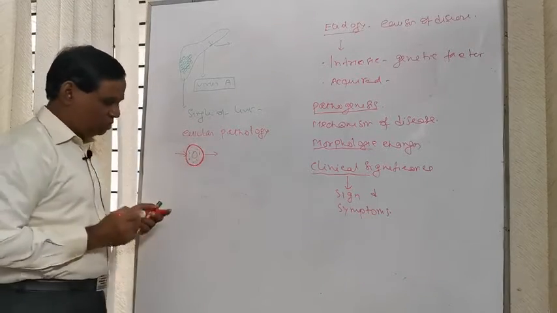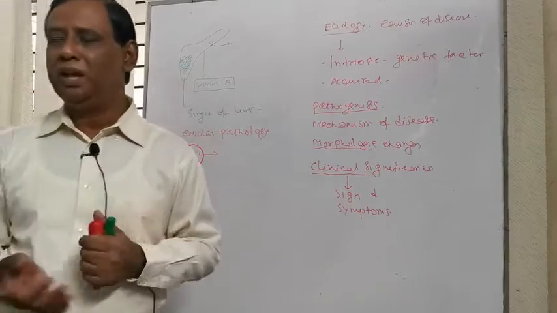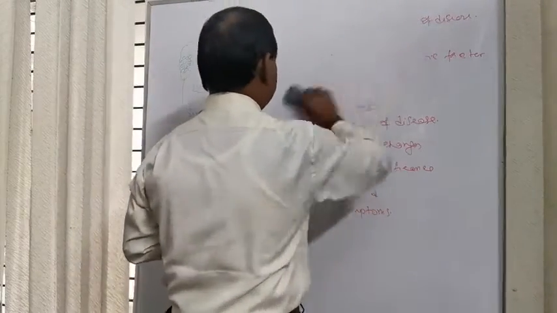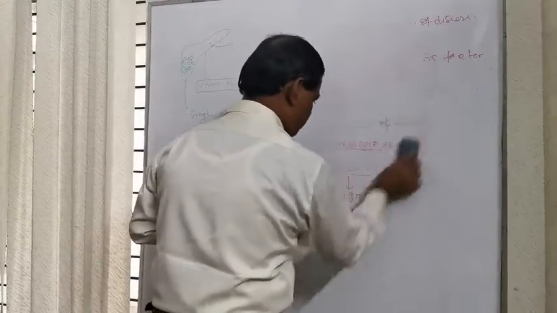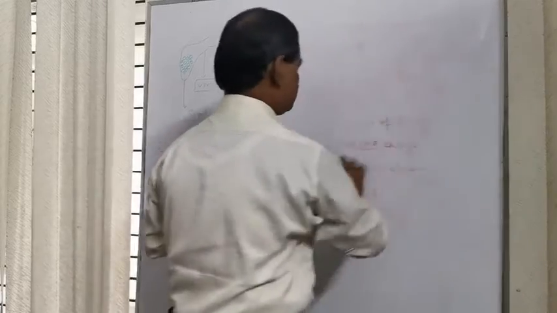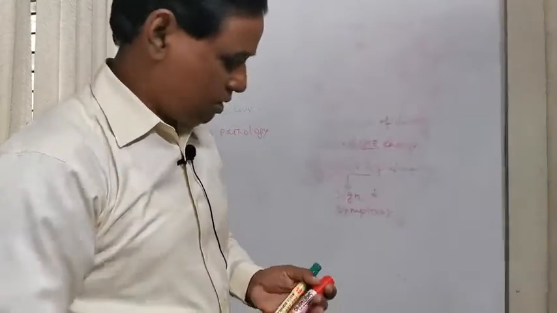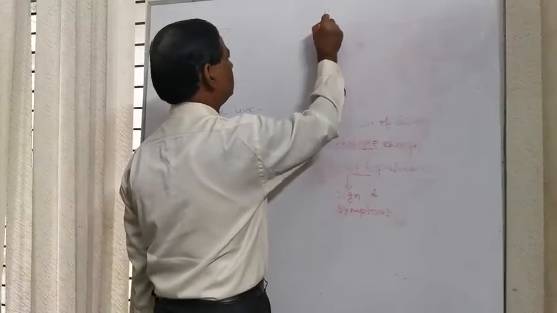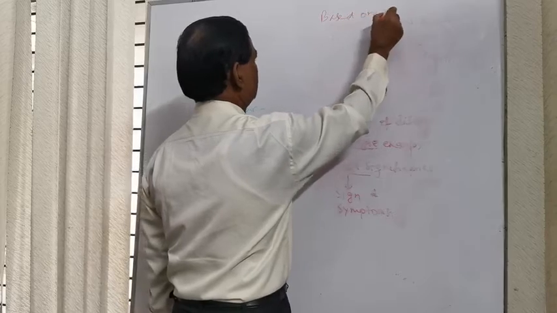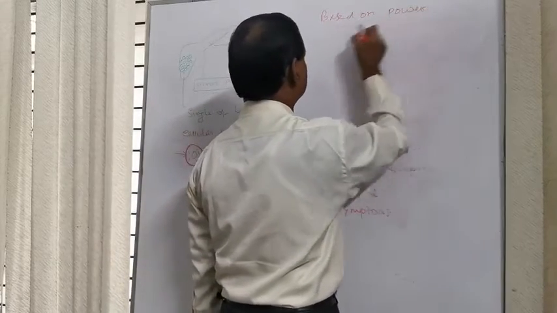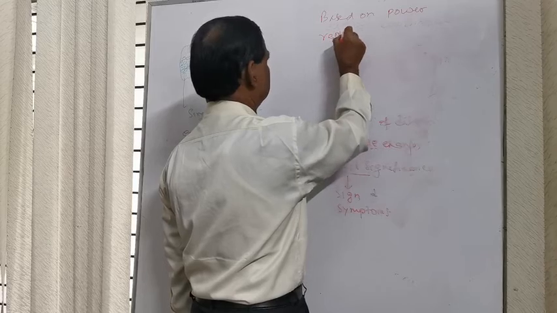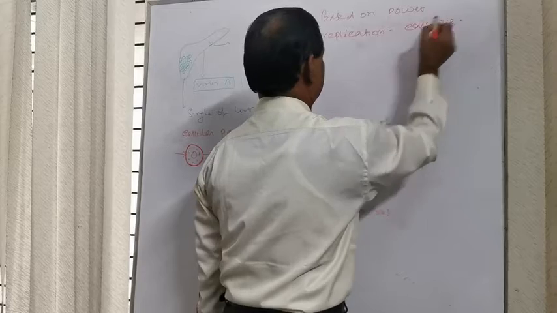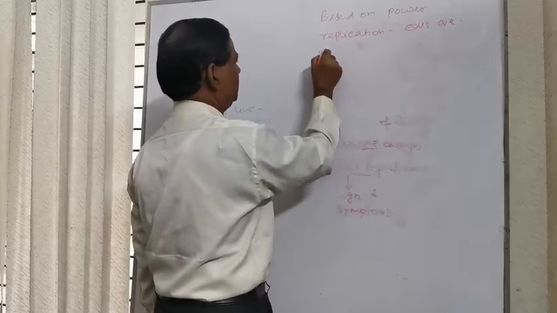Before that, we have to know what are the types of cells in our body according to power of replication. So before going to discuss cellular pathology, we have to know the different types of cells in our body based on their power of replication. Based on power of replication, cells are three types. One is labile cell.